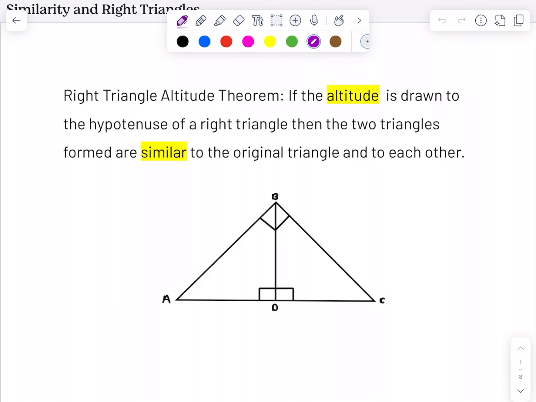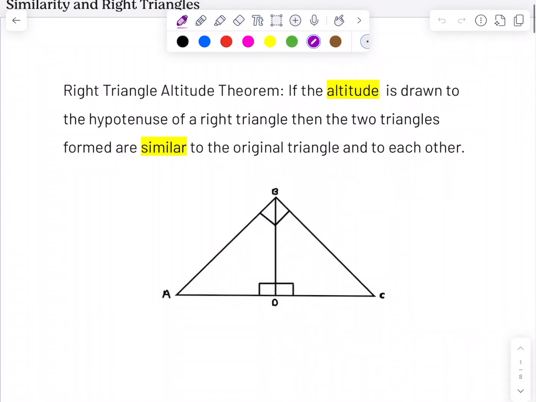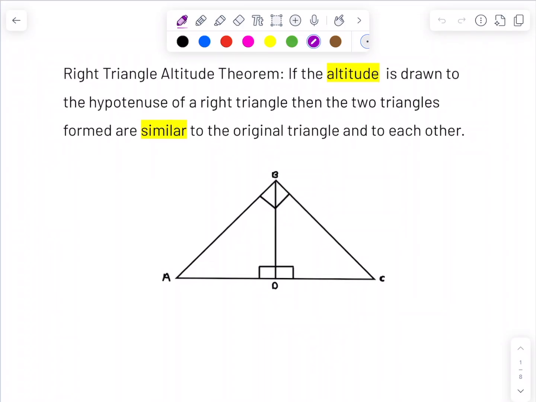In this video, we're going to talk about similarity with right triangles. So the right triangle altitude theorem states that if we have an altitude drawn to the hypotenuse of a right triangle, then the two triangles formed are similar to the original triangle and to each other.